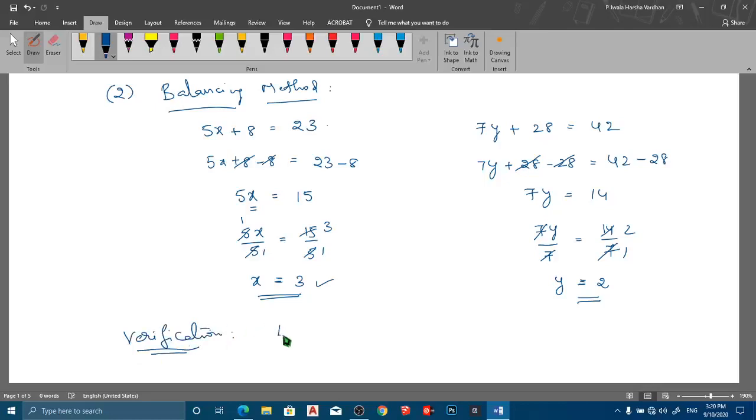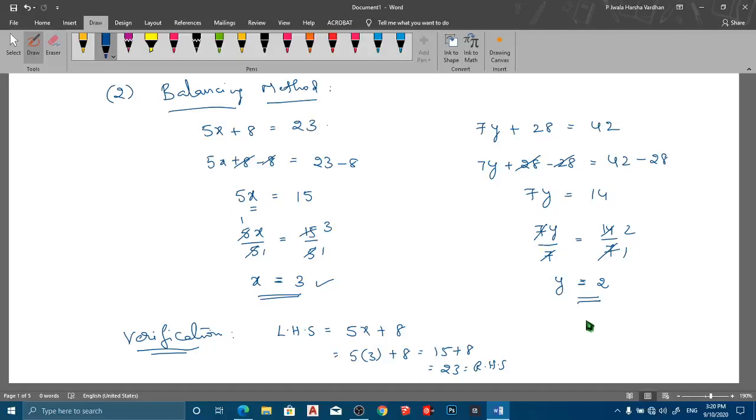So see, take the LHS value first. It is 5x plus 8. Now substitute x is equal to 3 in this equation, which is 15 plus 8 gives 23. It is nothing but the RHS. Check. It is nothing but the RHS. Therefore, x is equal to 3 is the correct solution of the given equation. Like that you can verify.